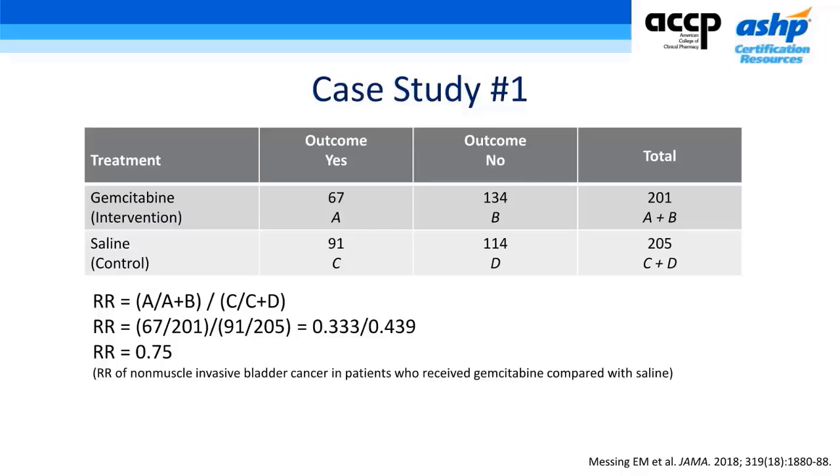Beneath the table, I have the calculation for relative risk for these data. So populating the proper numbers into the equation gives us a relative risk of 0.75. And how you interpret that into words is that the relative risk of non-muscle invasive bladder cancer in patients who received gemcitabine compared with saline is 0.75 or 75%.